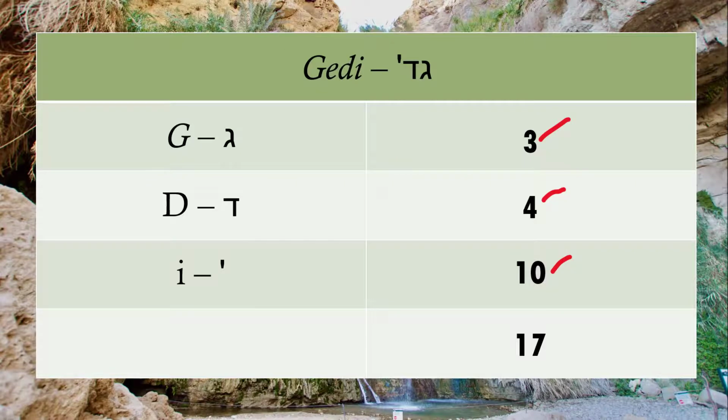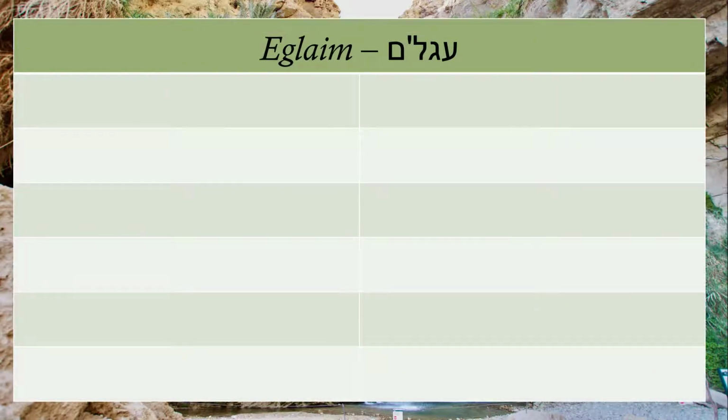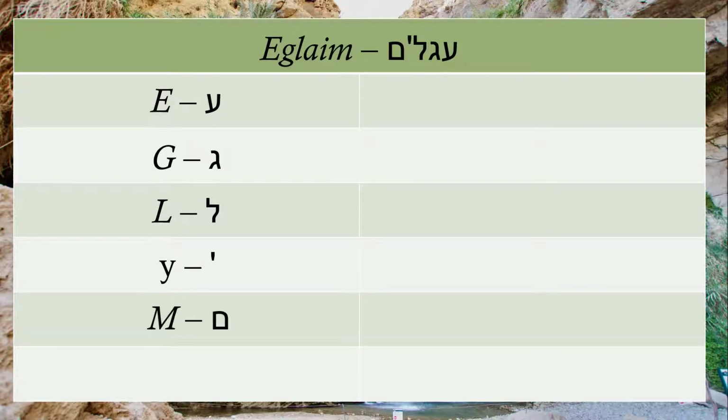Now, if we take Eglaim, you have an Ein. Now, Ein is like another A sound, but a different letter. Ein, Gimel, G, Lamed, L, Yod. I put a Y there, and a Mem. Now I'm going to start getting much bigger numbers, right? So you have 70 is Ein, 3 is Gimel, we've seen that one. Lamed is 30, Yod again, 10, and then a Mem, which is the representative of water, is 40.